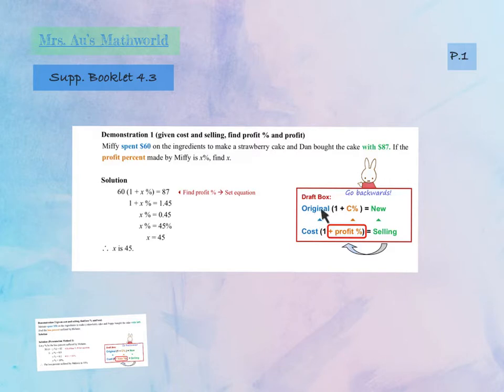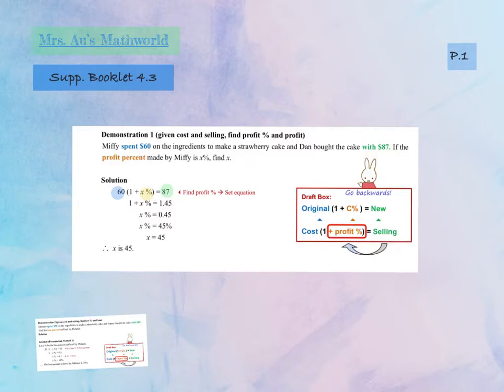The way is to use original value times 1 plus profit percentage, that means C%, to be the selling price. So this time, the profit percent is the unknown. Then the original value will be 60, because Miffy bought it and then she sold it to Dan for $87. So you can see that the color matches. Okay, the cost price 60 times 1 plus profit percentage becomes the selling price.